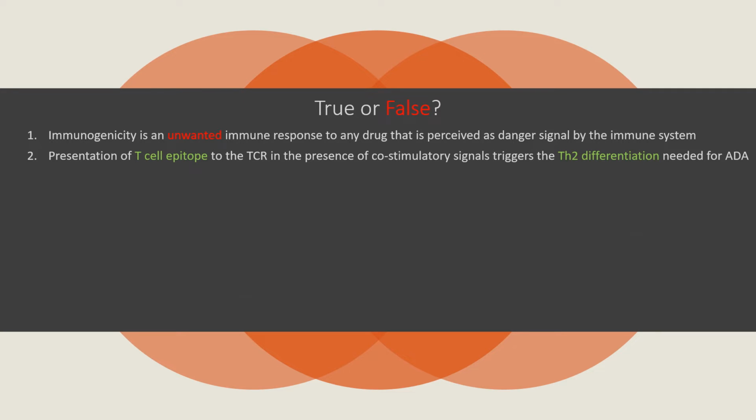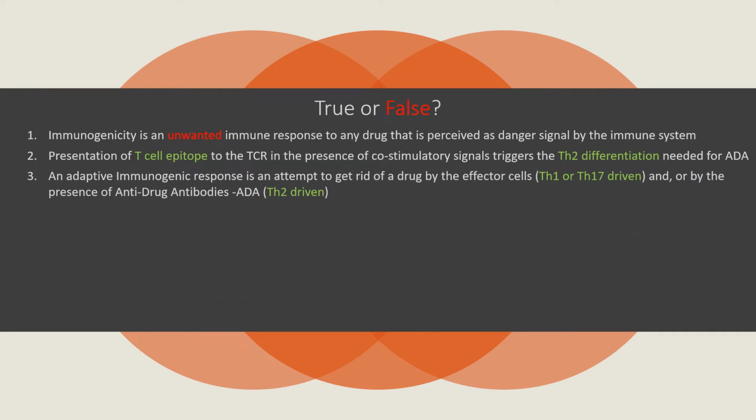Presentation of the T-cell epitope to the T-cell receptor in the presence of co-stimulatory signals triggers a Th2 differentiation needed for anti-drug antibodies. This is true. An adaptive immunogenic response is an attempt to get rid of a drug by the effector cells. We saw those are the macrophages and the neutrophils in the case of Th1 or Th17 phenotypes, and or by the presence of anti-drug antibodies, which is driven by the Th2s.